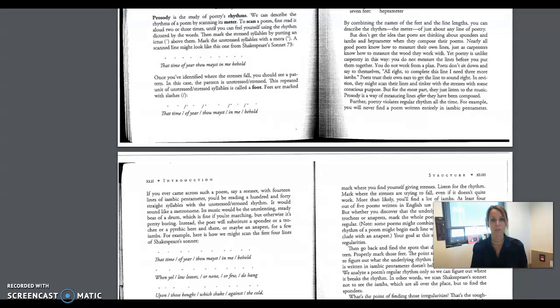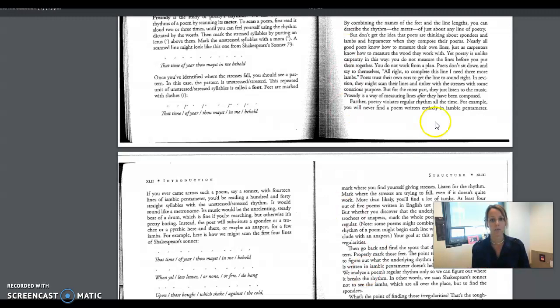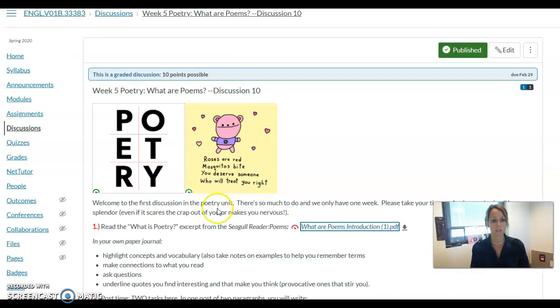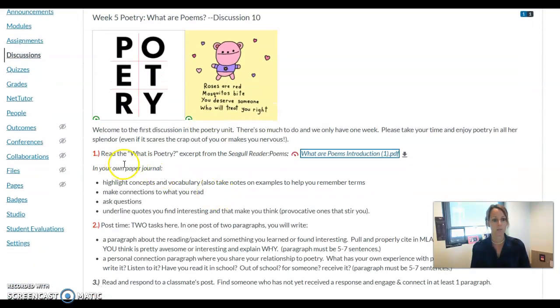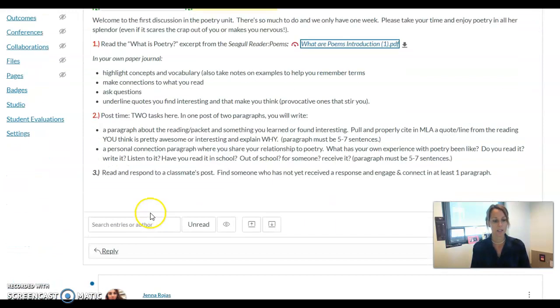For this first discussion in our new unit, it looks similar to what are short stories. You're going to look at this packet and highlight, annotate, and take notes of the terminology. That is the first discussion for this week. You're going to read over the packet, highlight concepts, and then post. In one post of 2 paragraphs, you will write a paragraph about the reading and something that you learned. You're going to pull and properly cite in MLA a quote or line from the reading that you think is pretty awesome or interesting and explain why.